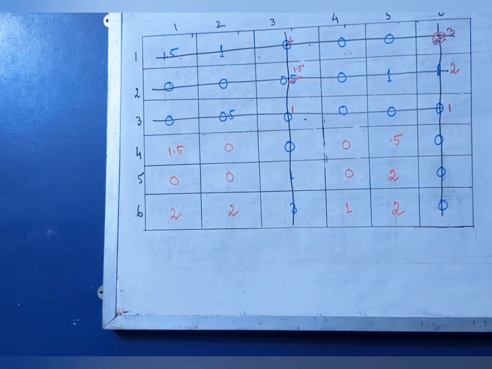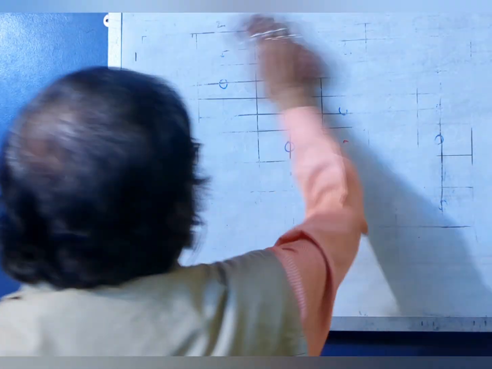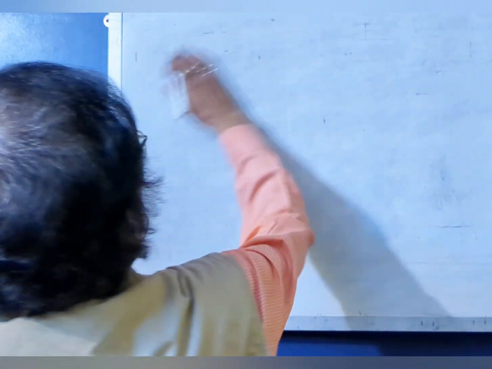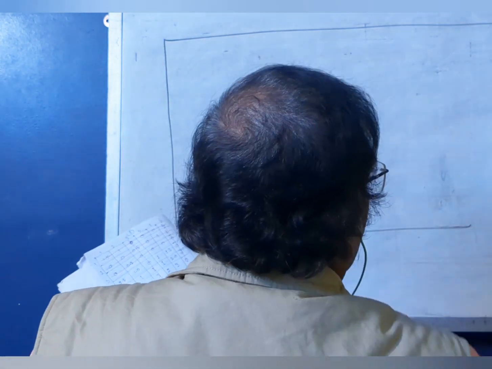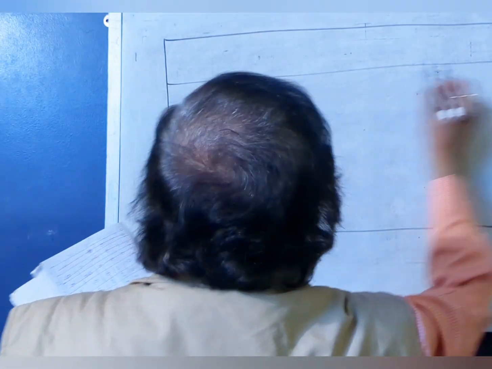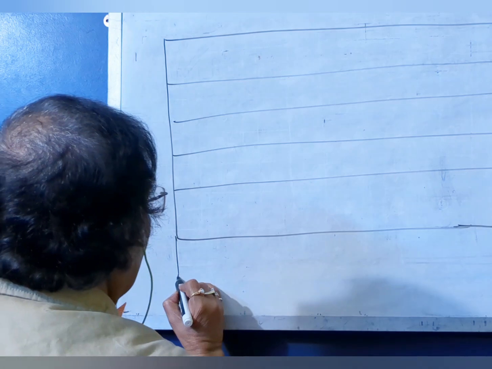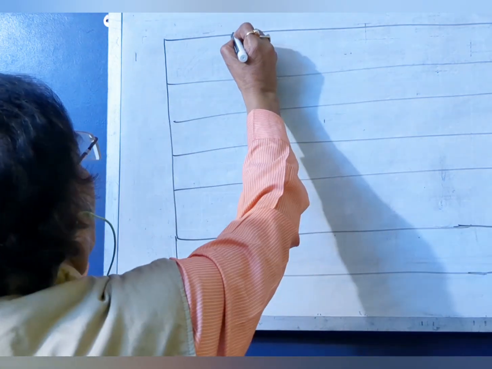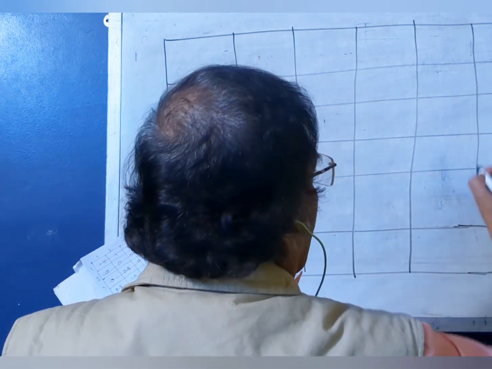The revised matrix, I am writing this matrix in a fresh way, in a fresh table. It is better, otherwise it will be clumsy and it may create problems. So this is a 6 by 6 matrix, with rows 1, 2, 3, 4, 5, and 6 and columns 1, 2, 3, 4, 5, and 6.